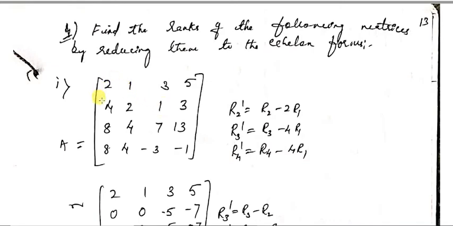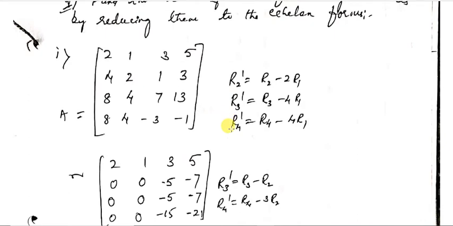So let me write the row transformations here. By identifying the elements below the leading entry, we can choose the row transformations. The leading entry of the first row is 2, and the elements below it are multiples of 2. So here we can consider the row transformations R2 equals R2 minus 2 R1, R3 equals R3 minus 4 R1, and R4 equals R4 minus 4 R1. By identifying the elements which we have to make zeros, we choose the row transformation. Please remember this.